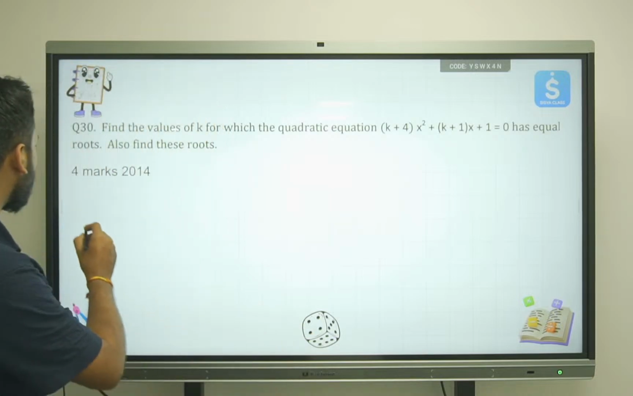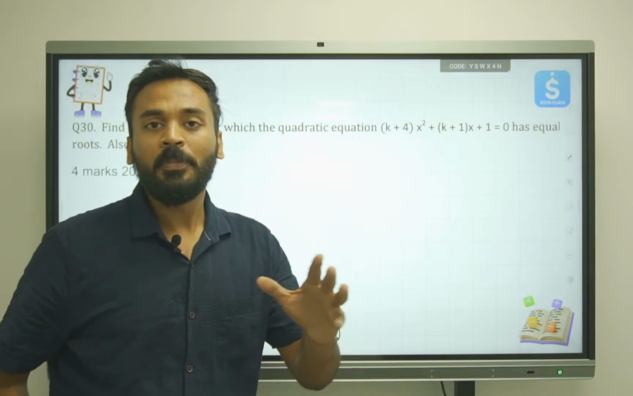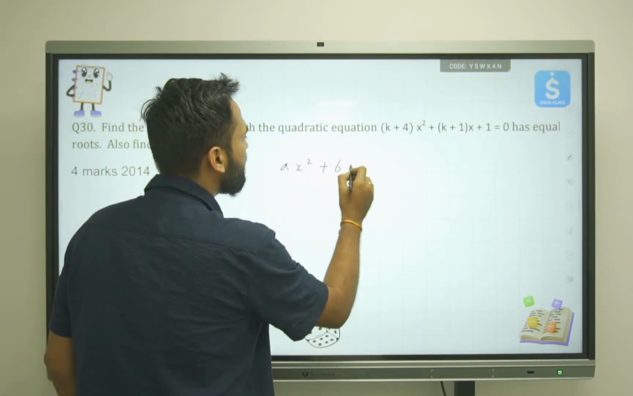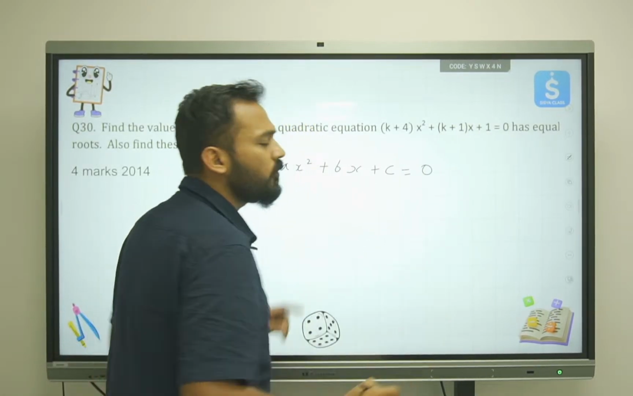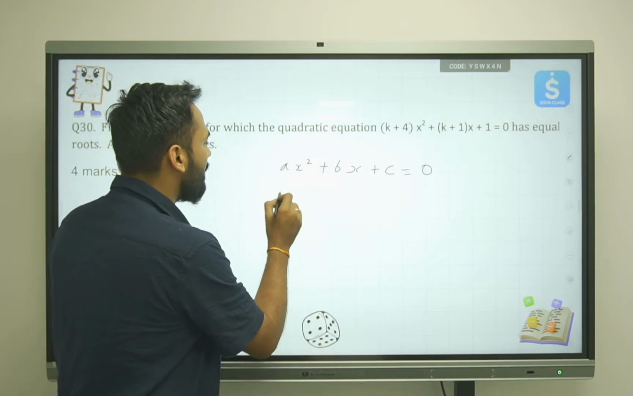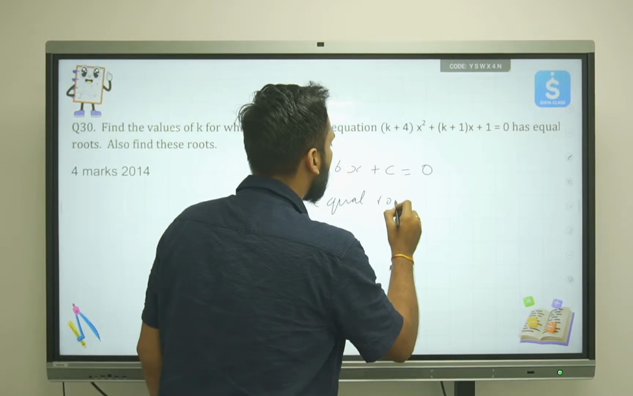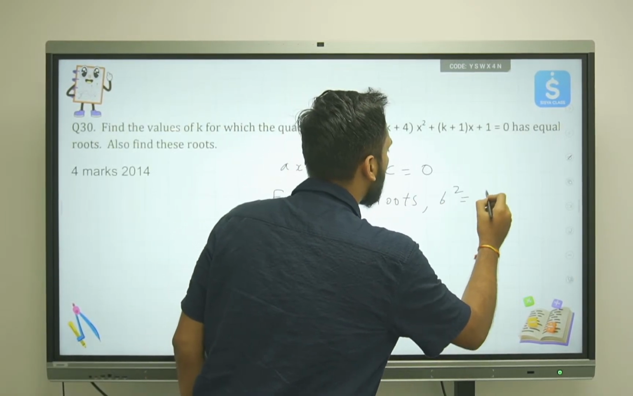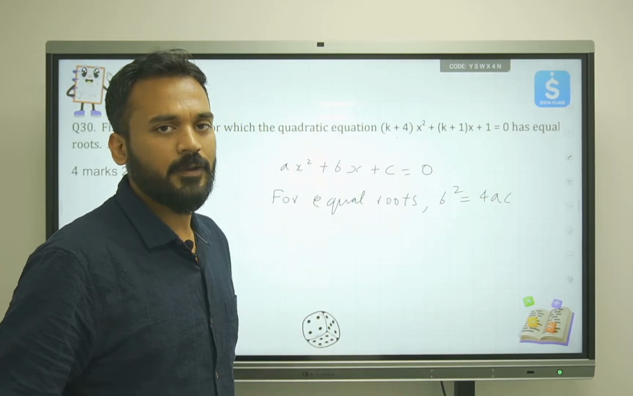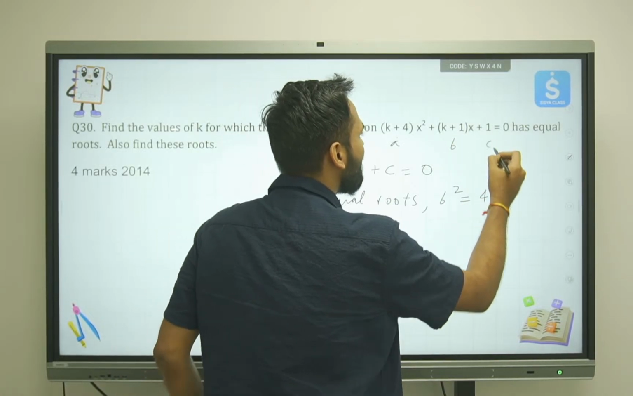What is that relation? That relation is between the coefficients, which says that b square should be equal to 4ac. If ax square plus bx plus c is the standard form of the quadratic equation, then for equal roots we have this condition: b square should be equal to 4ac. Now let's identify what is a, b, c from this equation. So a here is k plus 4, b here is k plus 1, c here is 1.